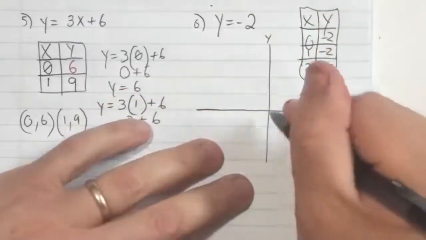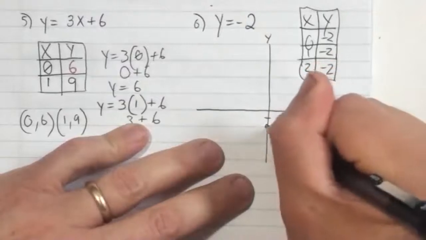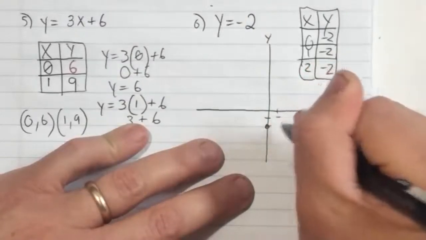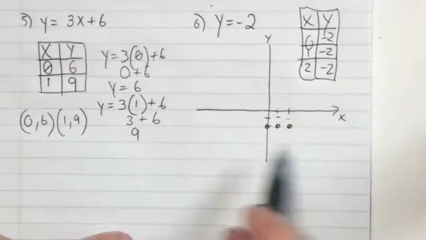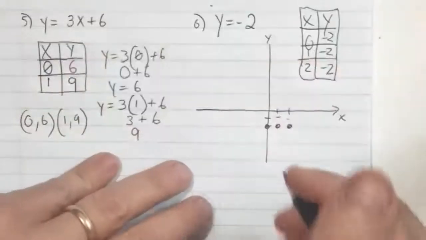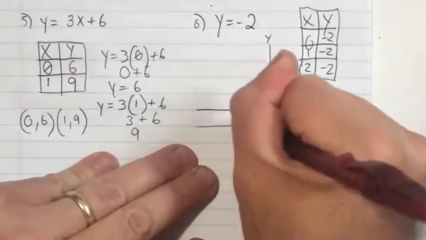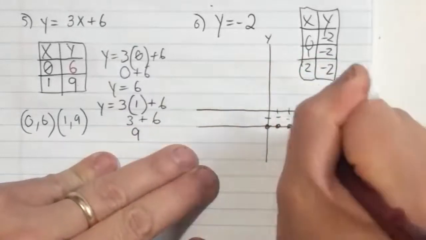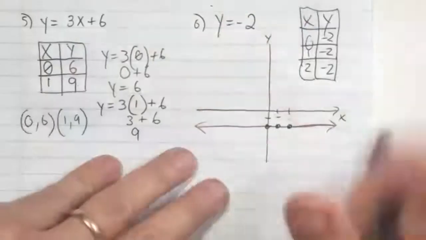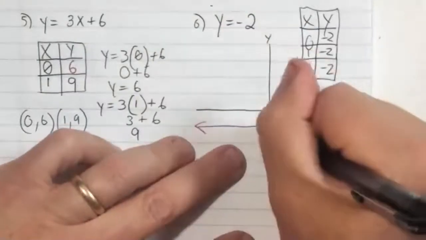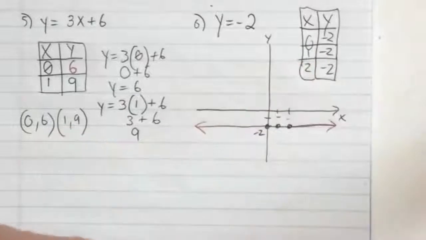So where's 0, -2? It's right here. 1, -2 is right here. 2, -2 is right here. So you'll see a pattern that no matter what values I use, that line's going to come out like this. In other words, it's going to be a horizontal line that crosses the y-axis at -2.